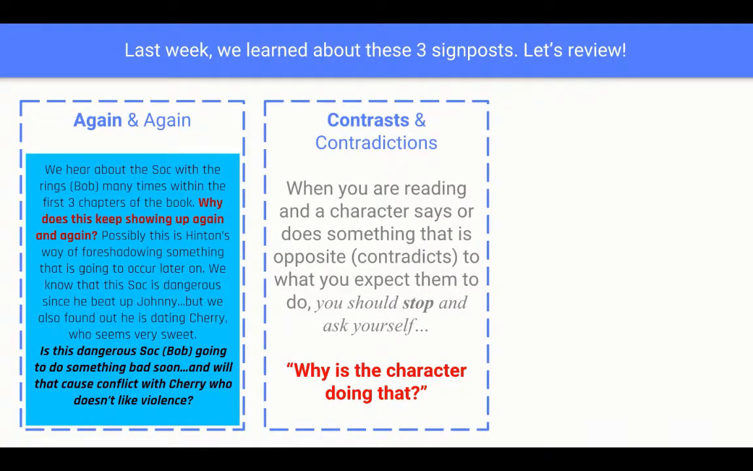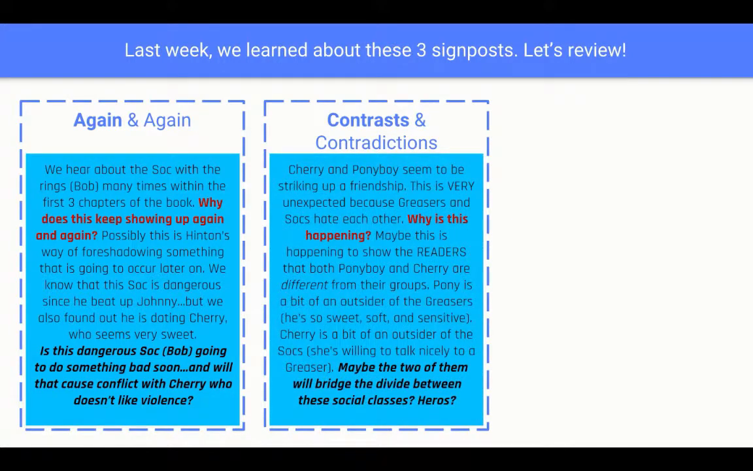When you are reading and a character says or does something that is opposite, contradicts, to what you expect them to do, you should stop and ask yourself the anchor question, why is the character doing that? So here's an example. Cherry and Ponyboy seem to be striking up a friendship. This is very unexpected because Greasers and Socs hate each other. Anchor question is, why is this happening? Maybe this is happening to show readers that both Ponyboy and Cherry are different from their groups.